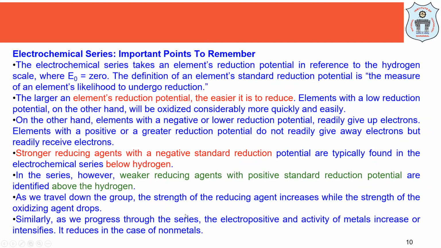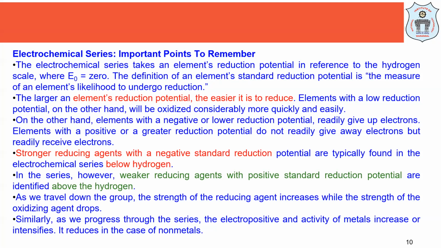Okay, and some of the points which we have learned in our school days also, just to recollect them. So the electrochemical series takes an element's reduction potential in reference to the hydrogen scale. For hydrogen it is assigned as 0. So with respect to hydrogen, we arrange them in order. The definition of an element's standard reduction potential is the measure of an element's likelihood to undergo reduction.